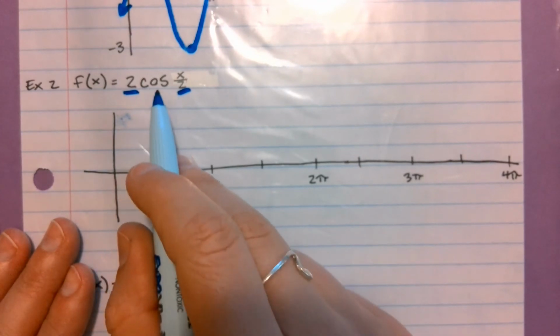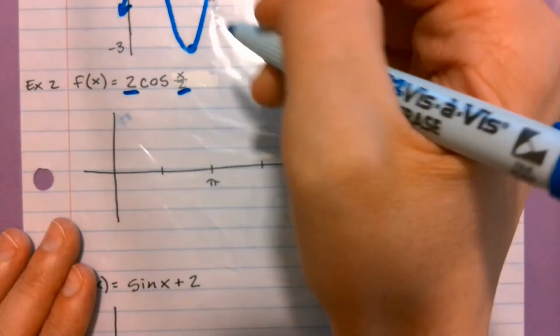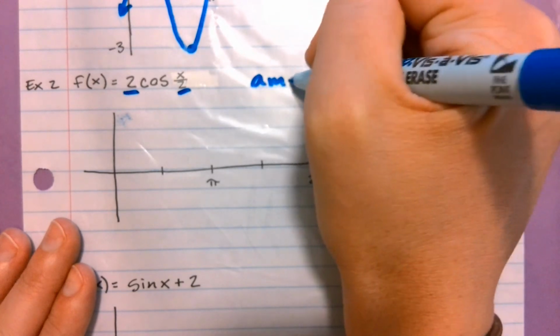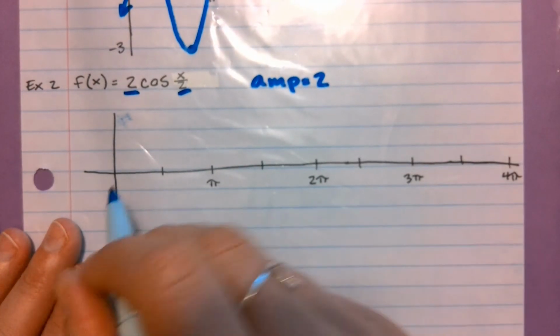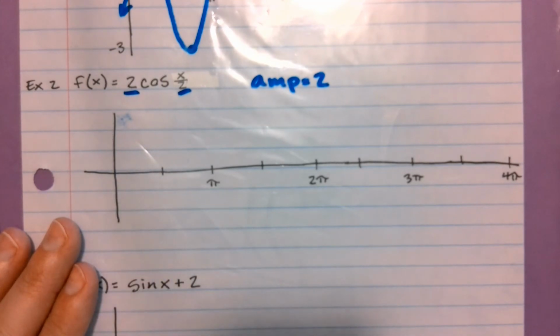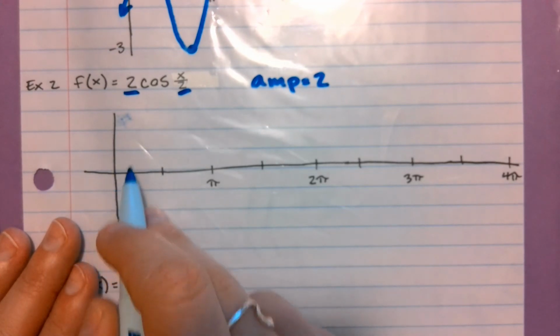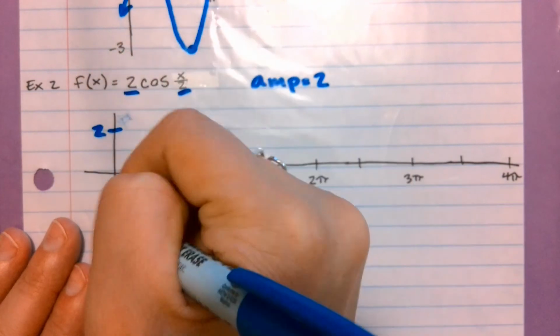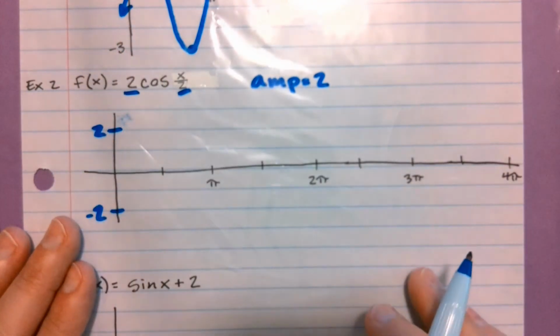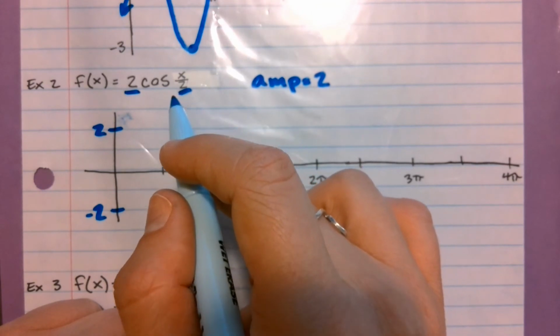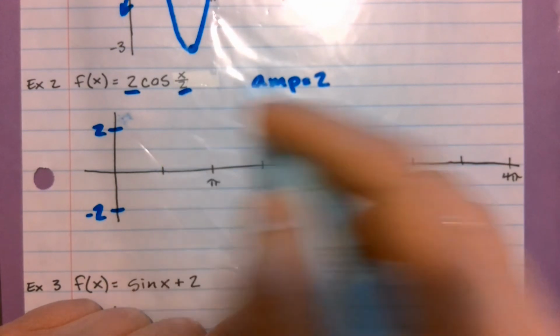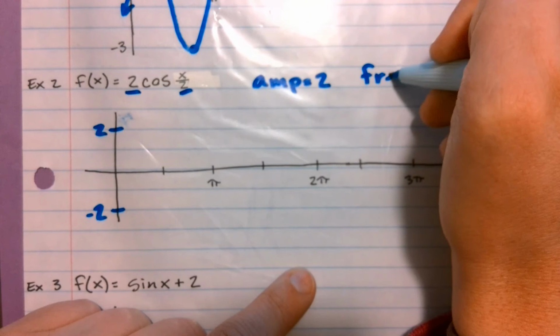We are dealing with cosine this time, but our 2 is that amplitude. So it's going to be going up 2 and down 2. Again, no midline change this time, so it is going to be going up to 2 and down to -2. And then we've got that x over 2, which is really just 1/2 times x. So that means that my frequency this time is 1/2.